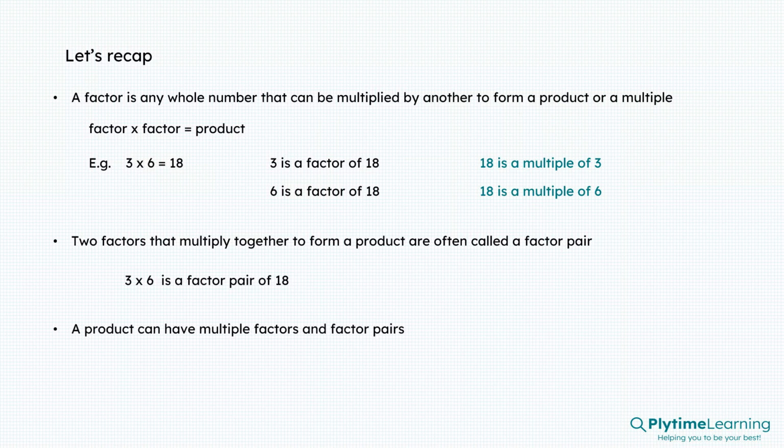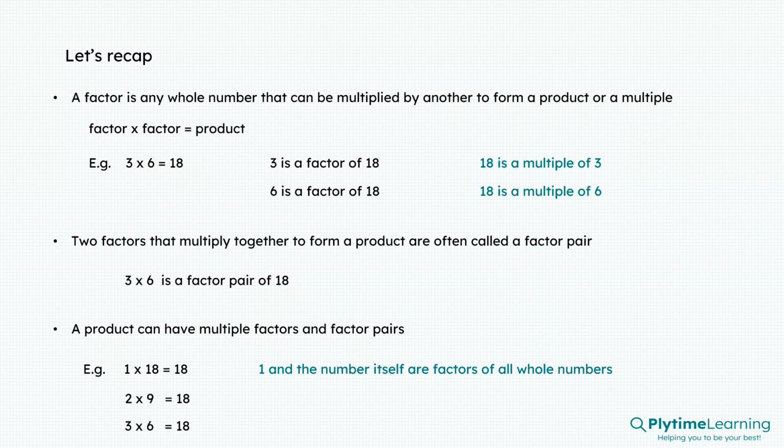A product can have multiple factors and factor pairs. For example, 1 times 18 equals 18. 1 and the number itself are factors of all whole numbers. 2 times 9 equals 18. And 3 times 6 equals 18. So the factors of 18 are 1, 2, 3, 6, 9 and 18.